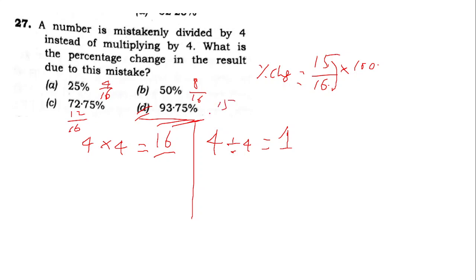Since this is 15 by 16, very close, it is more than 90%. I'll just simply go ahead with option D. You might think, sir, why did you take only 4? Why not some other number? Yes, you can take multiples of 4.